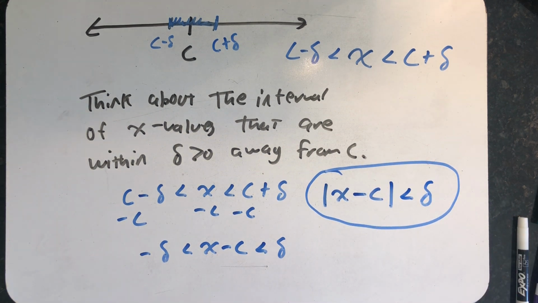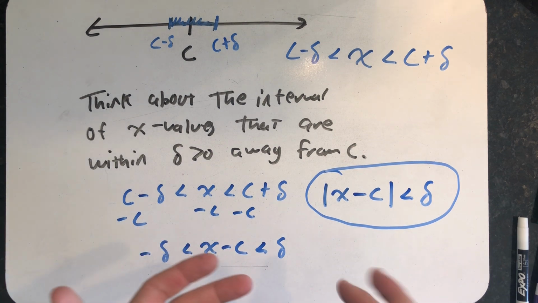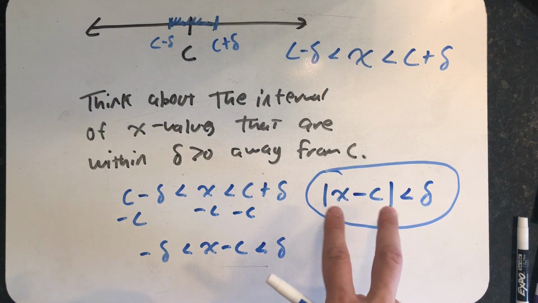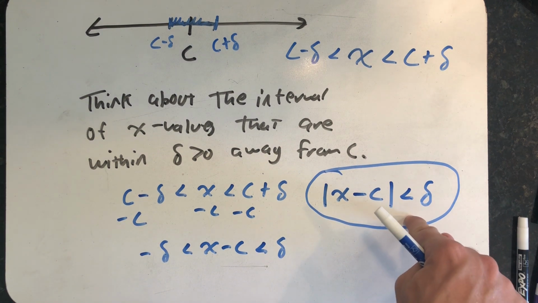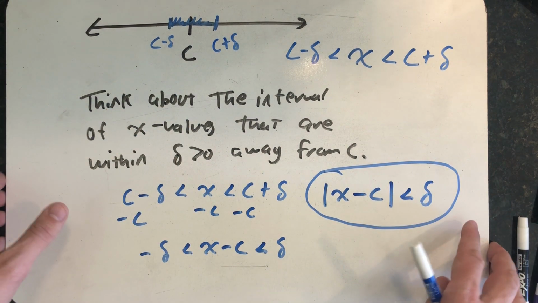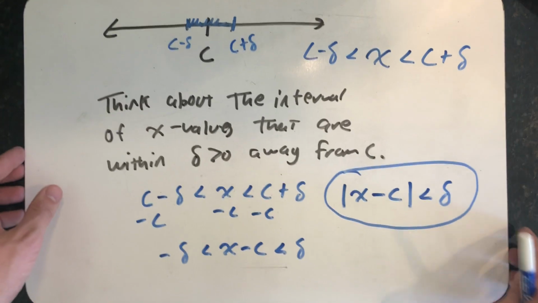If I want to talk about the x values that are no more than delta away from c, what I'm saying is the absolute value of the difference of x and c is less than delta. All right, we're going to come back to this statement in just a minute. Let's see what that would look like on the y-axis.